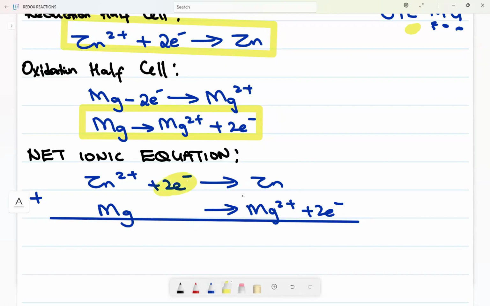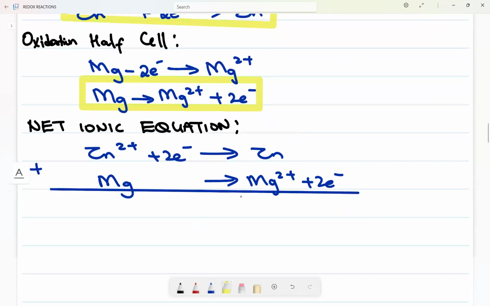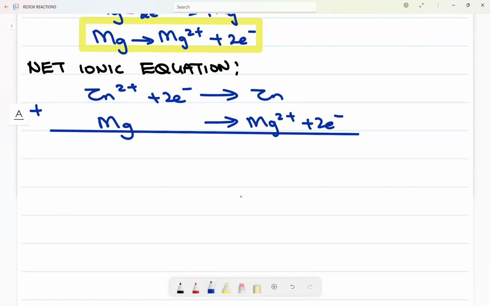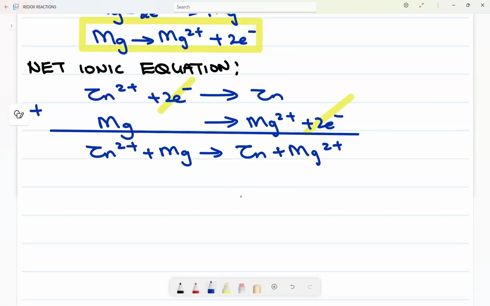Can you see here the number of electrons? It is 2. This one, it is 2. So that's beautiful. So I just add everything, reactants to reactants, products to products. The 2 electrons and the 2 electrons, the reason we are balancing them is so that they balance each other. So I'm left with zinc 2 plus plus Mg forming zinc plus Mg2 plus. This is what we refer to as the net ionic equation.